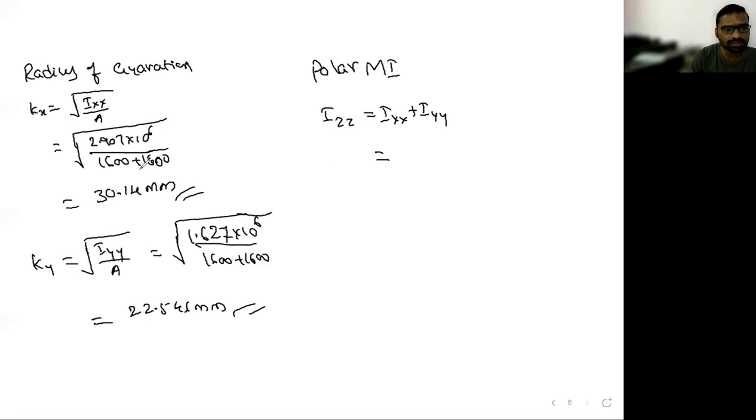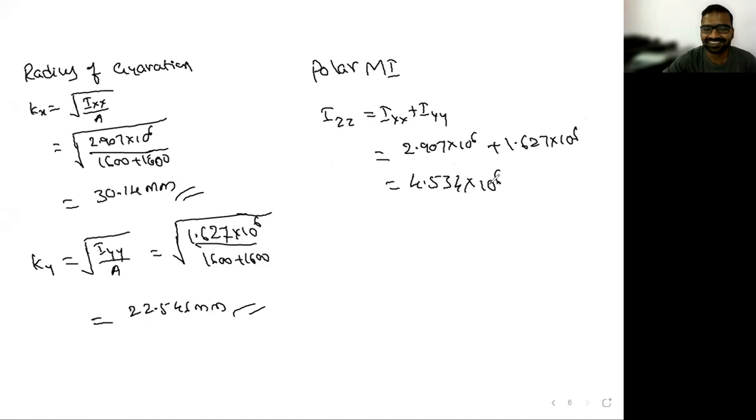So Ixx is 2.907 into 10 raised to 6, plus Iyy, which is 1.627 into 10 raised to 6. Adding 2.907 plus 1.627 gives 4.534 into 10 raised to 6. So this is Izz. You have now calculated Ixx, Iyy, and Izz.